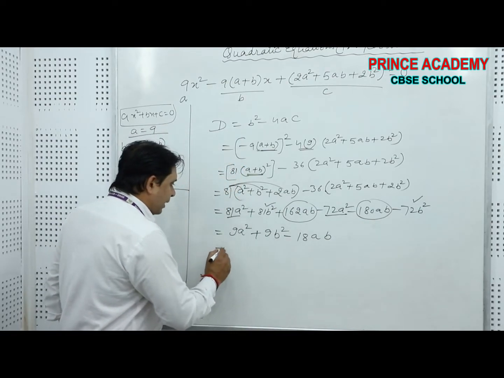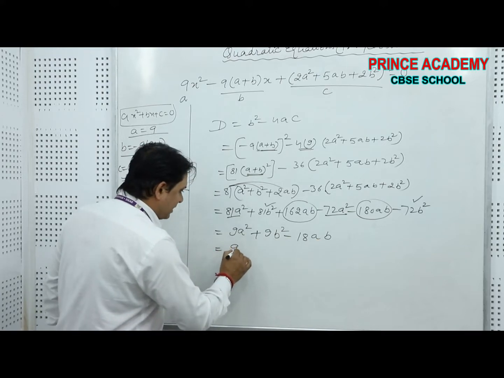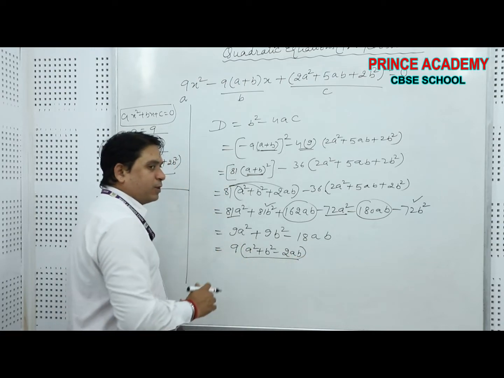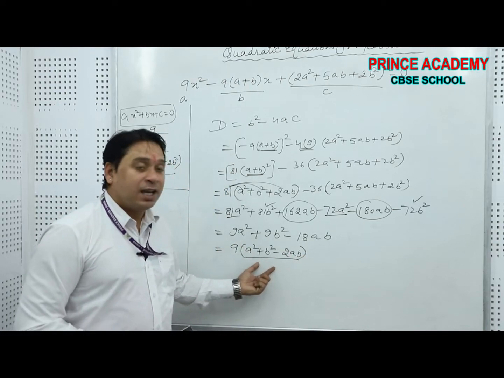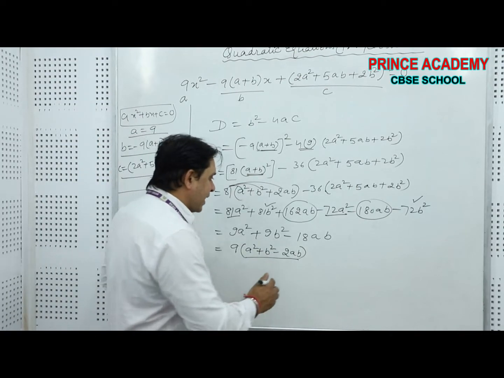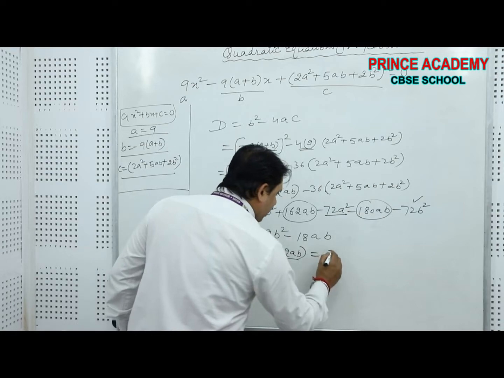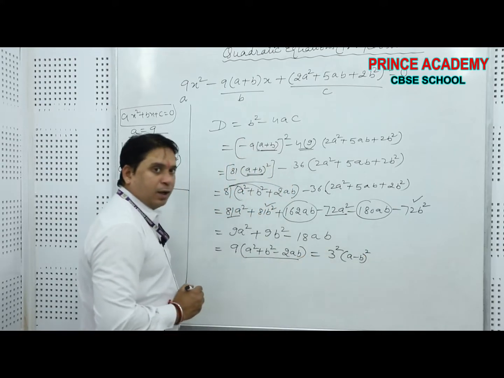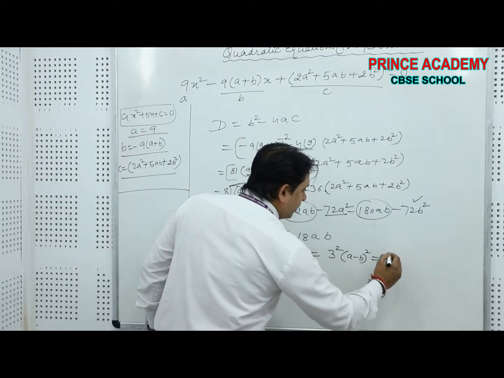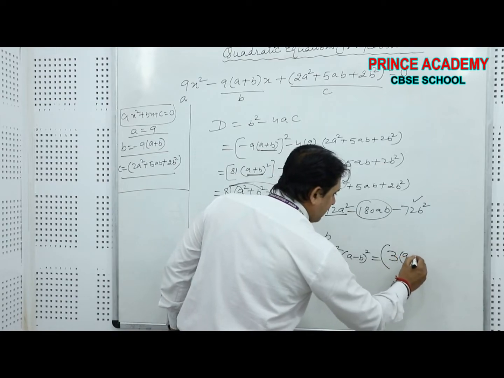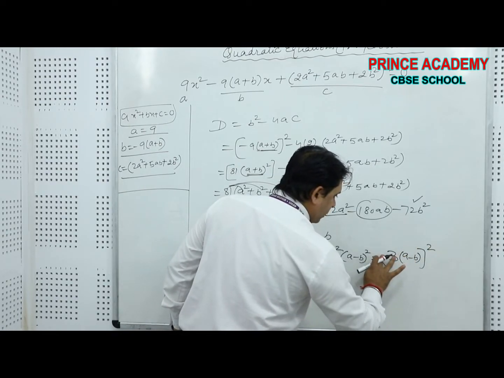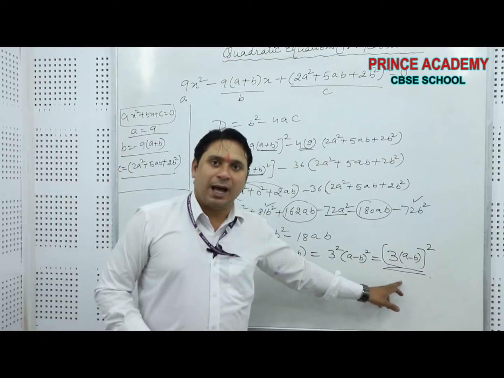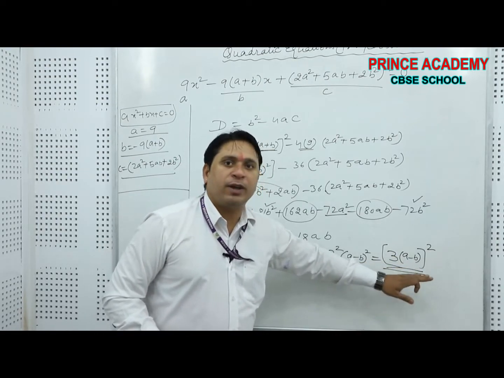Okay. Now can I take 9 common here? Yes, a square plus b square minus 2ab, and you can observe this. What is this? This is the a minus b whole square formula. Can I write this like 9 is 3 square and this is a minus b whole square. Or can I write 3 into a minus b whole square. This is the d. It is the value of d, the discriminant we finally got.